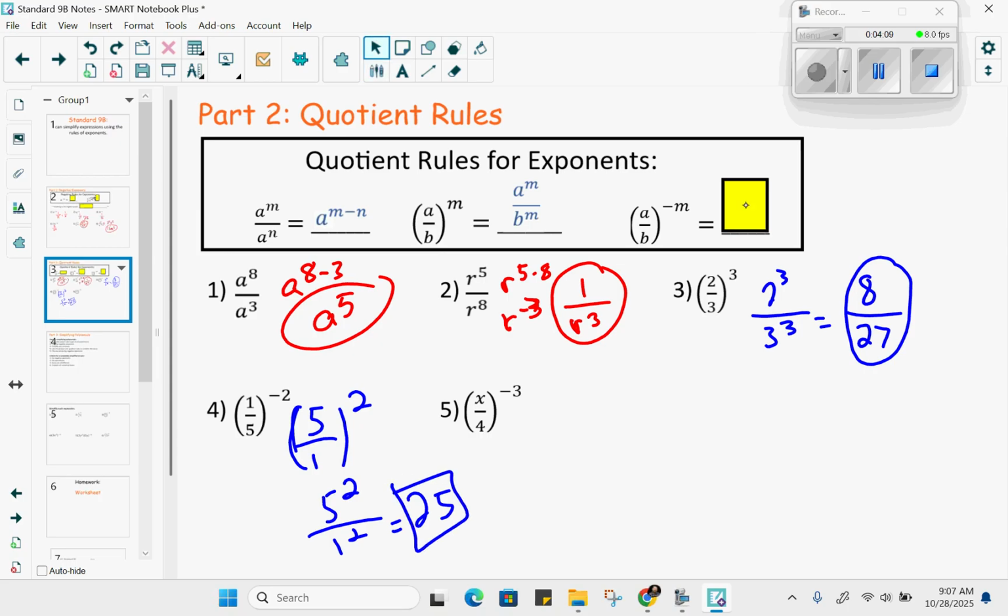Oh, I forgot to click off the box. Here's the box for that one. When it's a over b raised to the negative m, we're going to flip our order and then raise it to the positive version of that. We just did that on 4. We're going to do that again on 5.